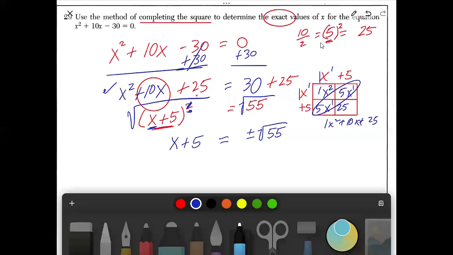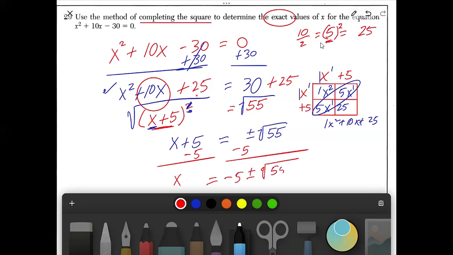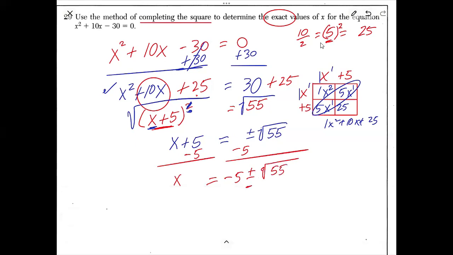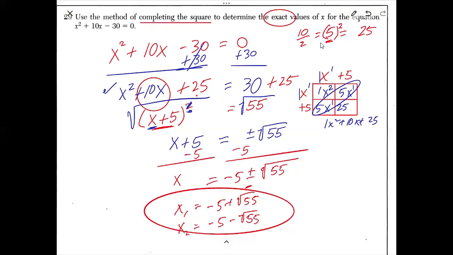So here's what we got. And then the last step is to move this plus 5 to the other side. And so we're going to have x equals negative 5 plus or minus the square root of 55. Now, we've got our two roots here. One of the roots, I'm going to go ahead and write it out, would be negative 5 plus the square root of 55. And then the other one would be negative 5 minus the square root of 55. These are our answers. You could leave it in this form.